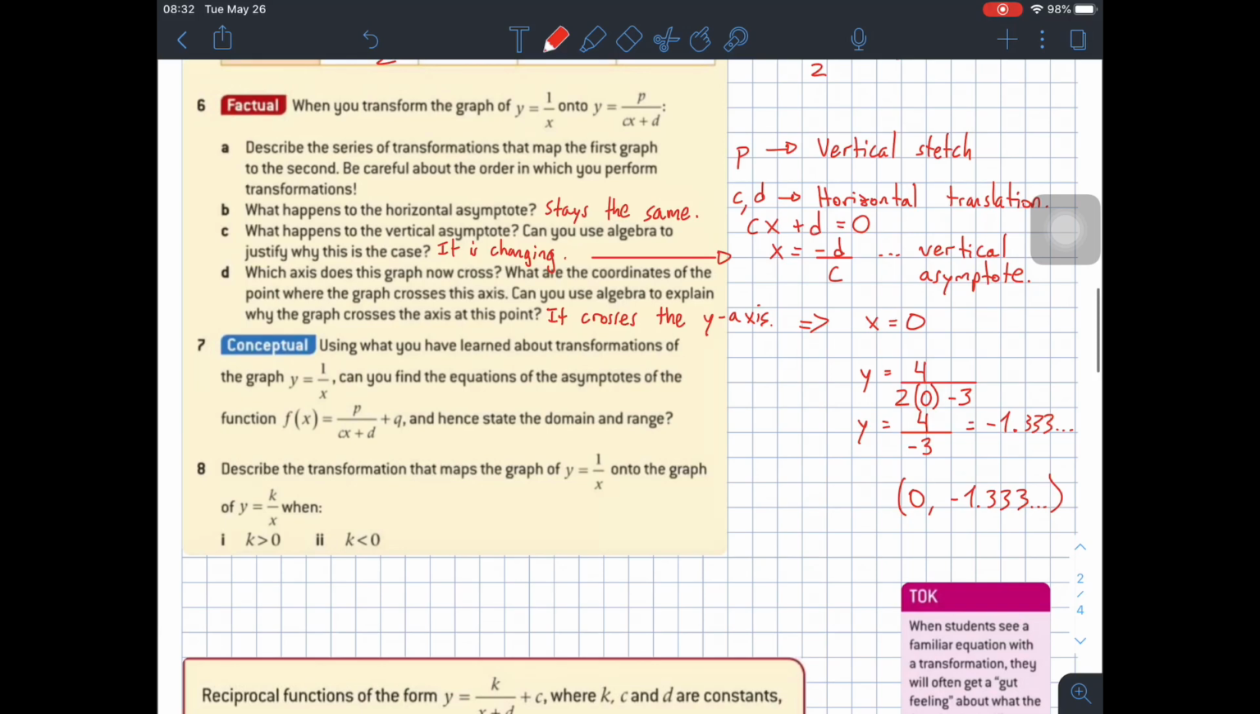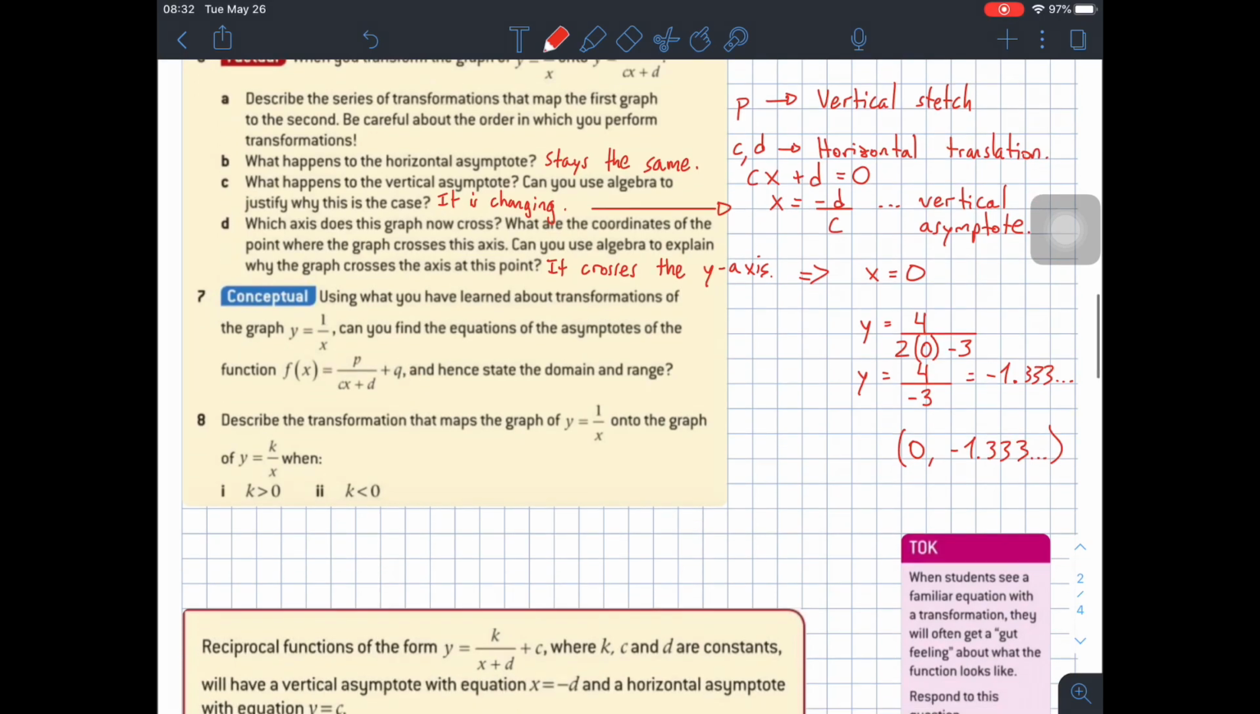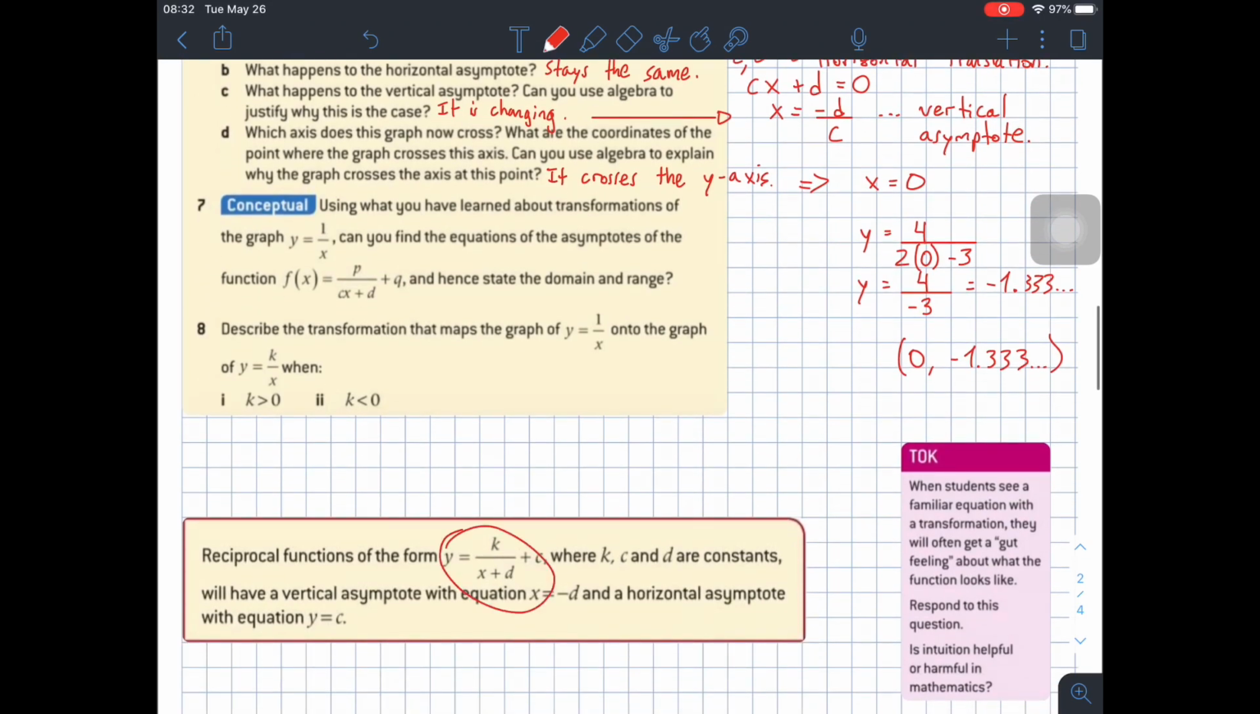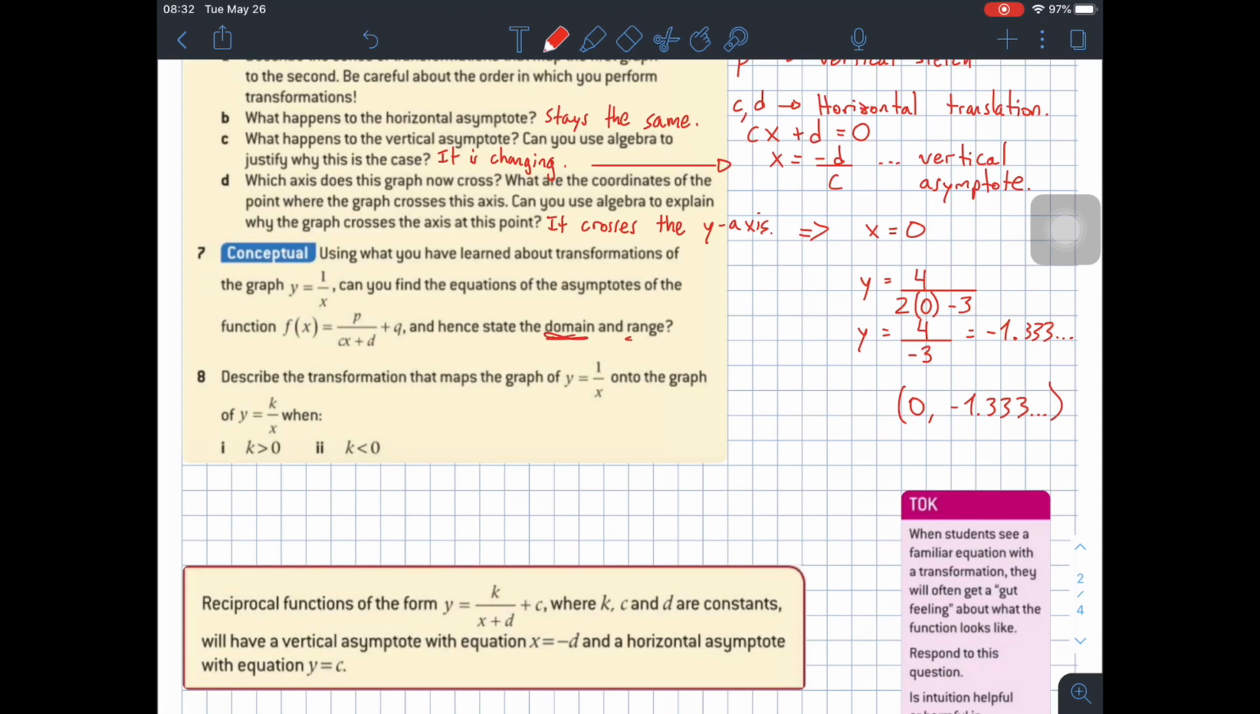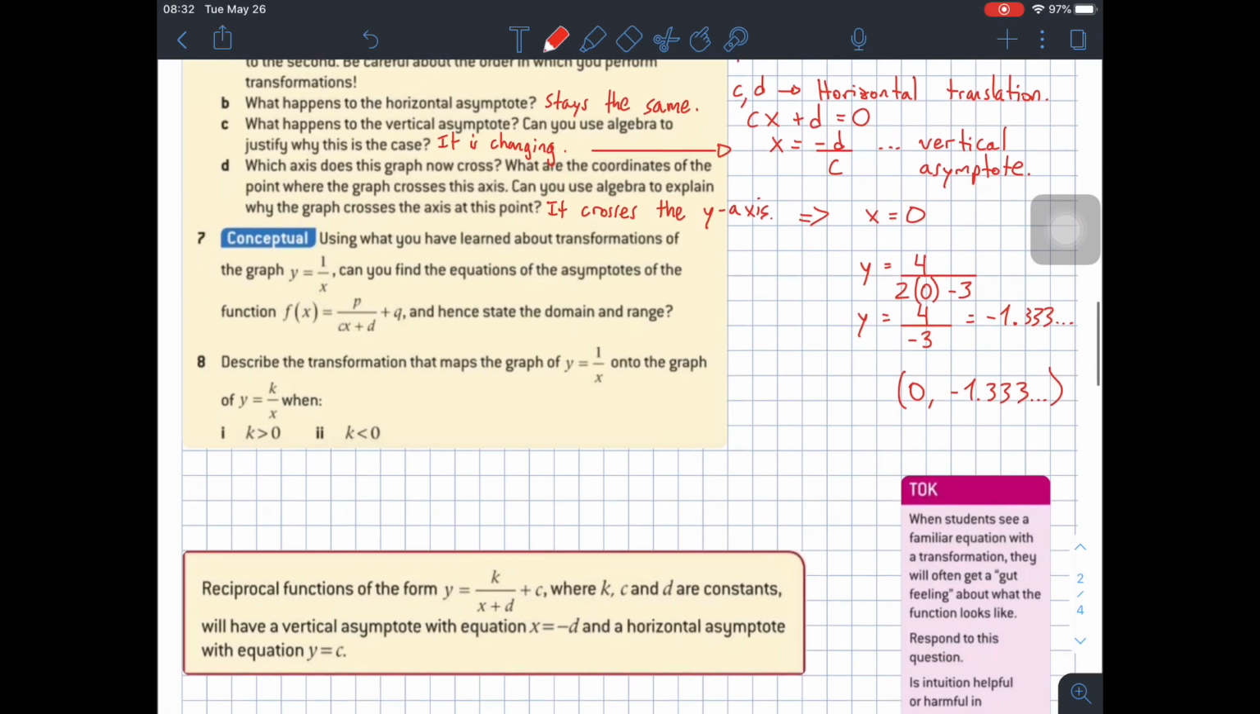So it says, using what you have learned about transformation of the graph y equals 1 over x, can you find the equation of the asymptotes of this complete function and hence state the domain and range? Yes, we can. We know that the vertical asymptote would be found by setting the denominator to 0, and that the horizontal asymptote depends on this value of q, which is a vertical translation. That's what we learned. And the domain and range are directly related to the asymptotes, okay?